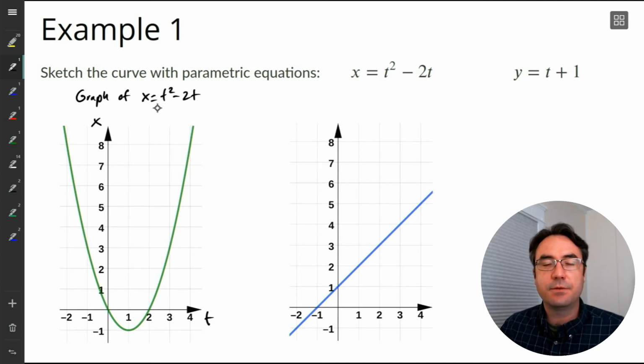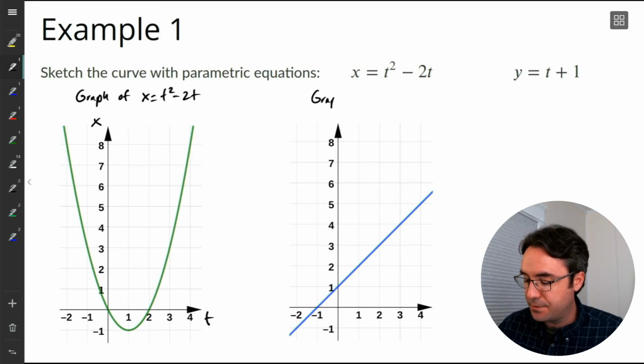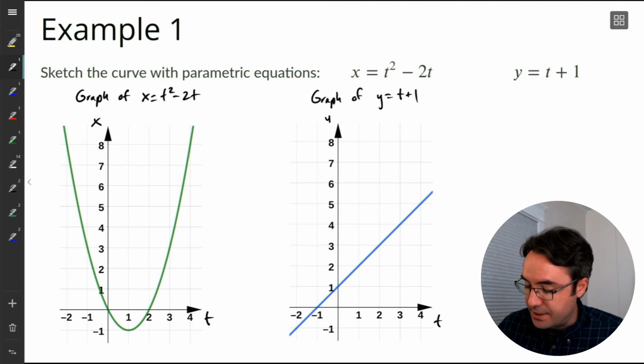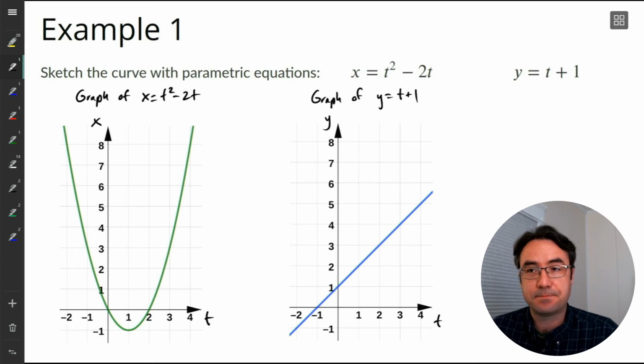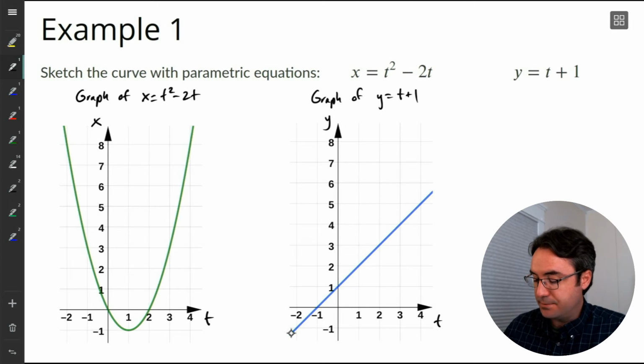So we can graph this function, and we could do the same thing for our y equation. So we could do that. Graph of y equal to t plus 1. Now here, time is the independent variable, so that goes on the horizontal axis. y depends on time, so depending on what t is, the value for y is going to change. So y goes on the vertical axis. And so we have the graph of t plus 1, just a line here.